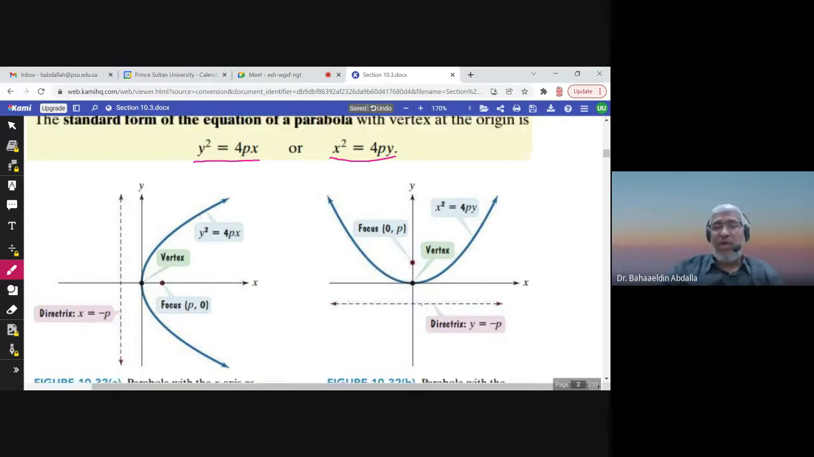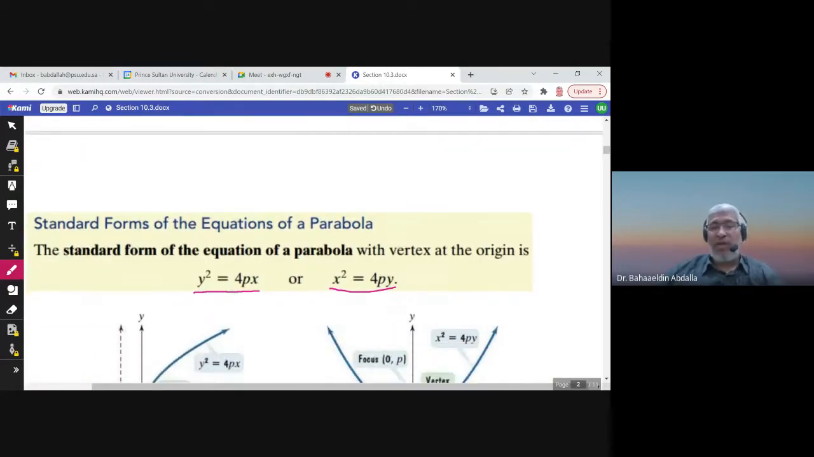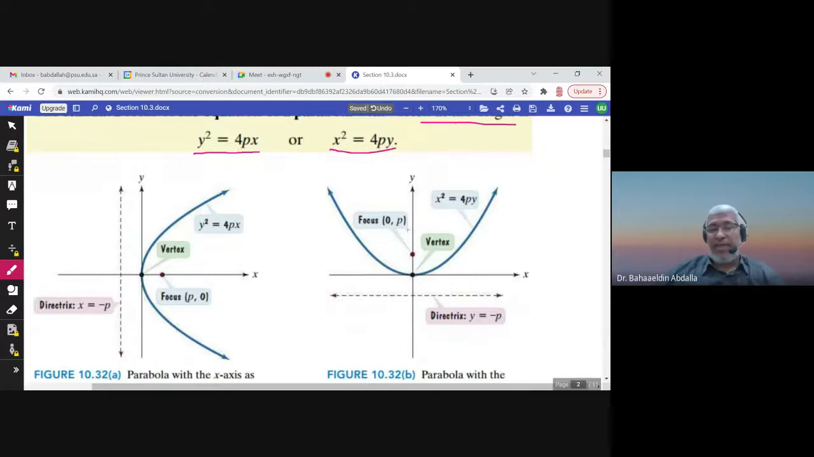We are discussing always here the parabola with vertex at the origin, with vertex 0, 0. And this distance is absolute value of p from the vertex to the focus, and this distance from the vertex to the directrix is also absolute value of p. The focus has coordinates 0, p, because it lies on the y-axis, and the directrix is a horizontal line, and it has the equation y equals negative p.